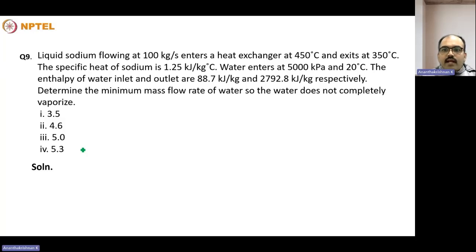Liquid sodium flowing at 100 kg per second enters a heat exchanger at 450 degrees Celsius and exits at 350 degrees Celsius. The specific heat of sodium is 1.25 kilojoule per kilogram Celsius. Water enters at 5,000 kilopascal and 20 degrees Celsius. The enthalpy of water inlet and outlet are 88.7 kilojoule per kilogram and 2792.8 kilojoule per kilogram respectively. We need to calculate the minimum mass flow rate of water so that water does not completely vaporize.